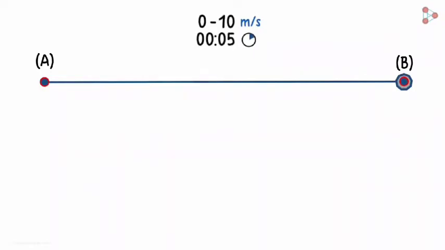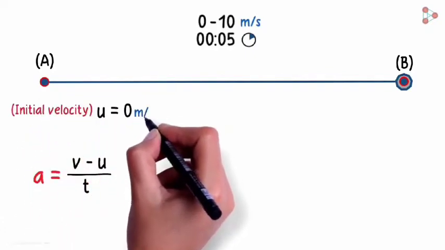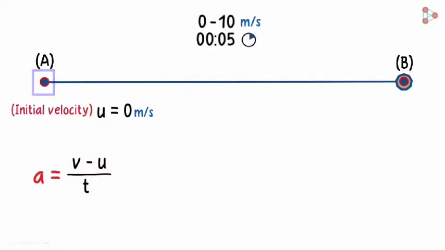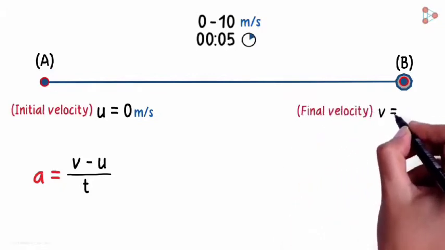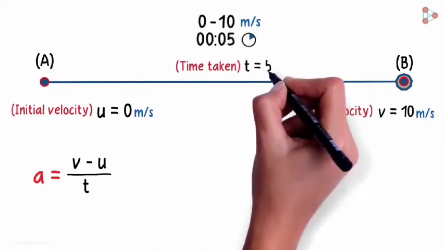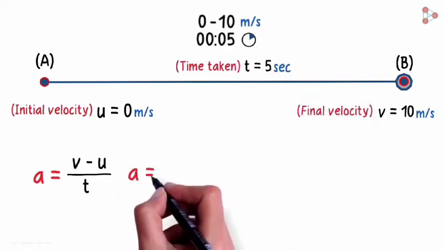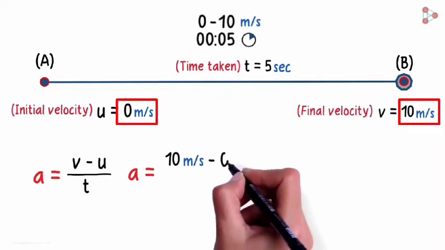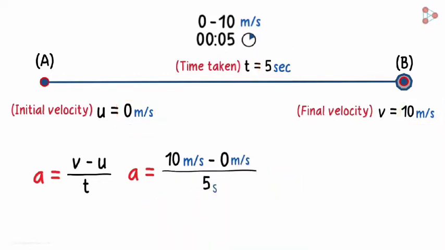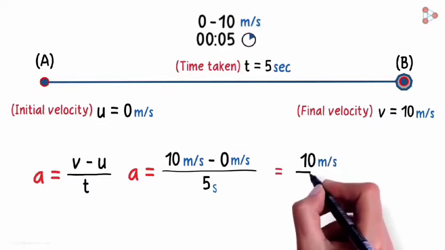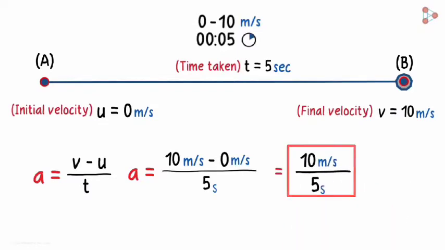Say this object is at rest initially at point A. It then travels to the right and attains a velocity of 10 meters per second in 5 seconds. What will be the acceleration here at point B? We can look at the formula to get the answer. The initial velocity u is 0 meters per second as the object is stationary. The final velocity v is 10 meters per second and the time taken t is 5 seconds. Hence, the acceleration a will equal (10 meters per second minus 0 meters per second) divided by 5 seconds. So this will equal 10 meters per second divided by 5 seconds. 10 divided by 5 is 2.